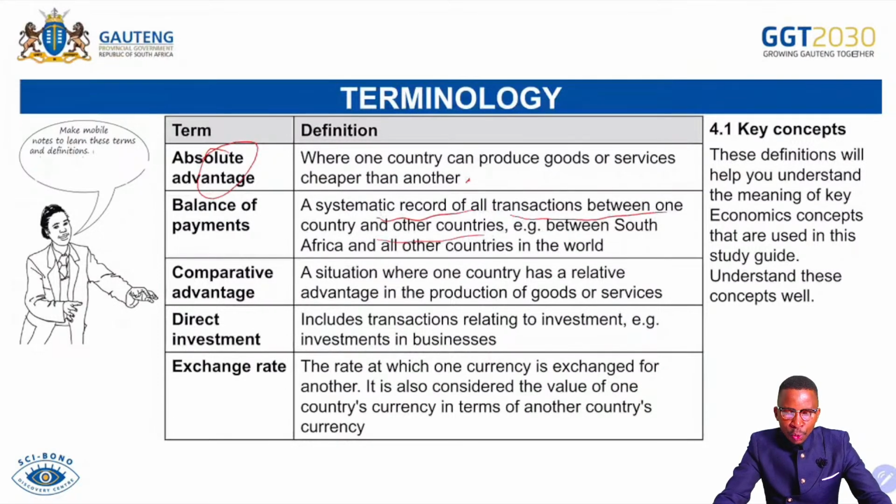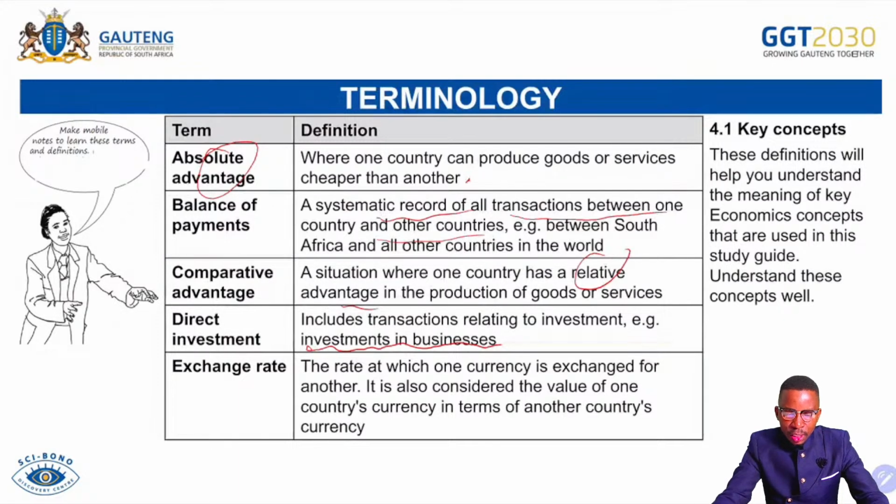Comparative advantage, a situation where one country has a relative advantage in the production of a good or a service. Direct investment includes transactions relating to investment, e.g. investment in business. In this case, we refer to a situation whereby an individual or business will be investing locally and abroad, by starting a business, or maybe buying an existing business. We call that a direct investment.